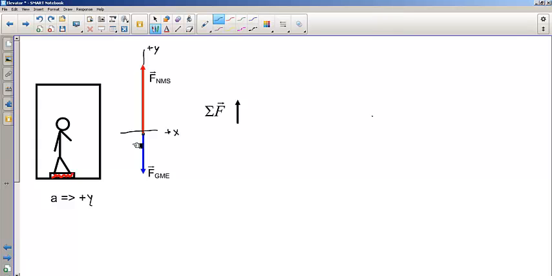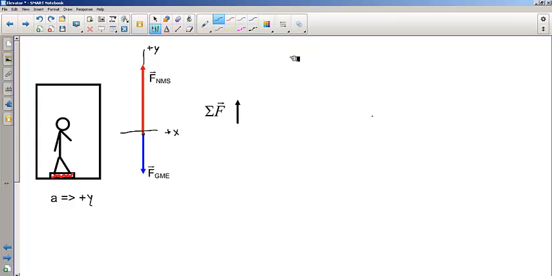So here I am standing on a scale and I have some acceleration in the positive direction. Well, for me to have some acceleration in the positive y direction, I have to have some net force in that positive y direction. For me to have some net force in that positive y direction, I must have a normal force that is greater in magnitude than the force of gravity. So this means that the scale is pushing on me harder than my own weight to accelerate me upwards, and that also means that the scale is going to read a larger number than what my weight is in actuality. So let's go ahead and solve for the acceleration.